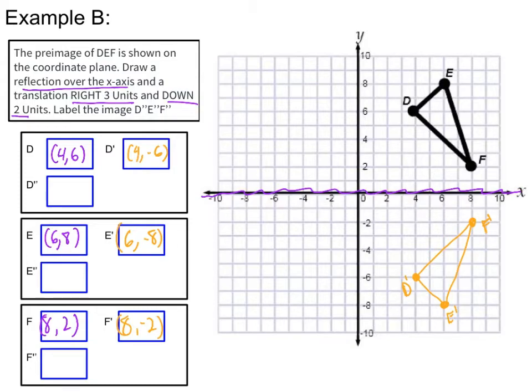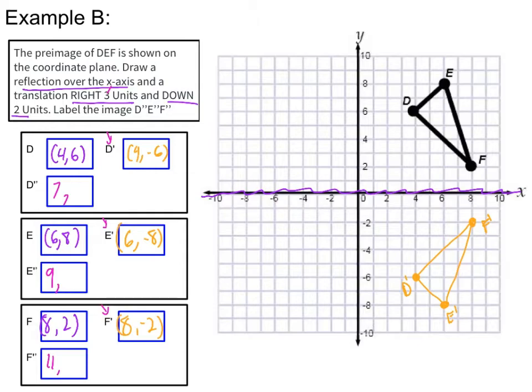So we're going to start by either doing the math or counting. I'm going to do the math in this case. Since I have a right of 3, I know I'm going to be adding 3 to each one of my points. Since I'm going to be adding 3, I need to make sure that I add it to my primes, not to my original. So 4 plus 3 is going to give me 7. 6 plus 3 is going to give me 9. And 8 plus 3 is going to give me 11. So that's the first coordinate in our double prime points.